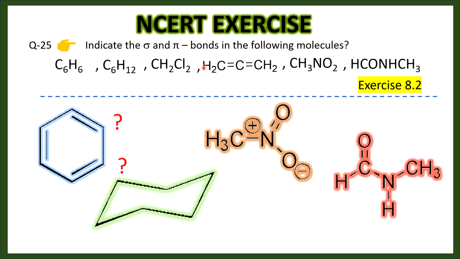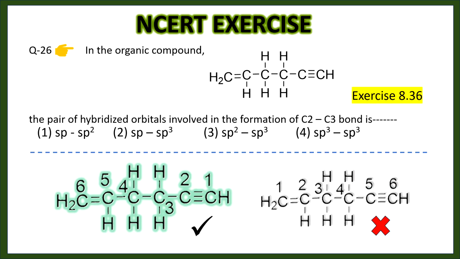In this case we could see 2, 3, 4, and another 2, so 6 sigma bonds and 2 pi bonds. In this case, nitromethane, here 3, 4, 5, 6 sigma bonds and one pi bond. In this case we could see 1, 2, 3, 4, 5, and 3, so 8 sigma bonds and one pi bond. Another question, the organic compound.